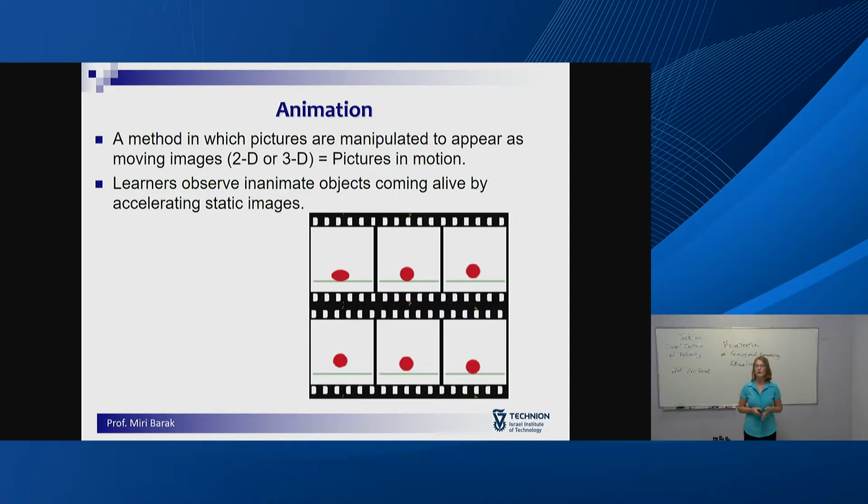When we talk about animation, we talk about a method in which pictures are manipulated to appear as moving images. It can be 2D pictures or 3D pictures, and it's actually what we call animation. The meaning is pictures in motion. So learners observe animated objects coming alive by accelerating static images. And you can see these 6 frames. These are static images of a round red point. But when we move them fast, we can see that it turns into an animated picture of a bouncing ball.